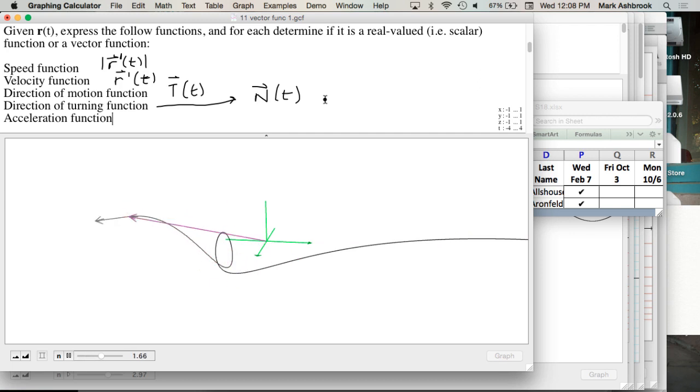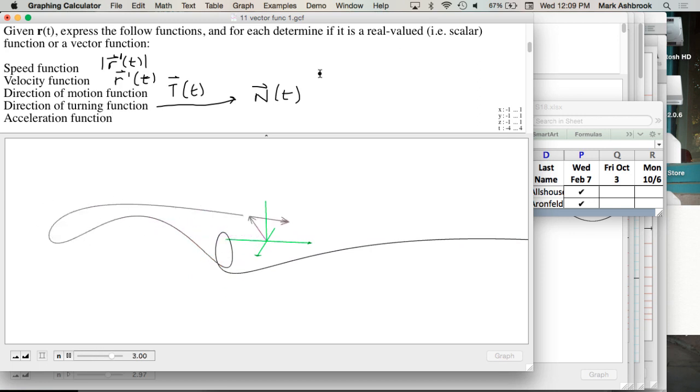So if it's 0, what does that tell you? If that's the 0 vector, then what's happening? Not turning, going directly in a straight line. If you're going in a straight line, you'll get the 0 vector for N. But if that is a non-zero vector, that means you're turning in some way, and this is going to be the direction you're turning, perpendicular to T, right?